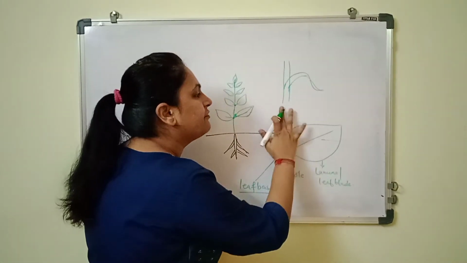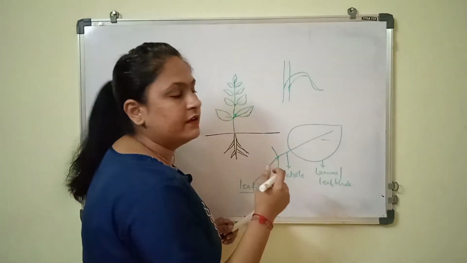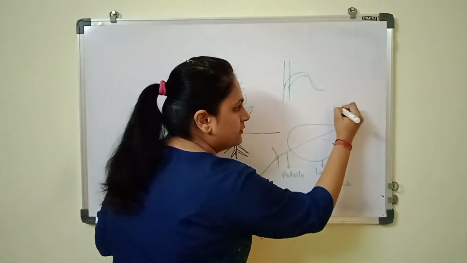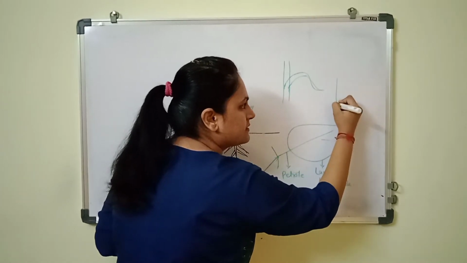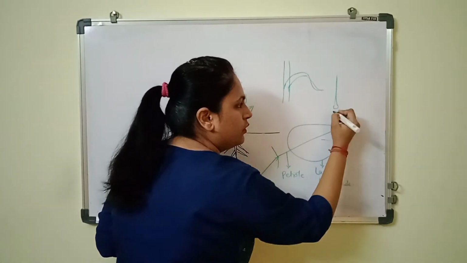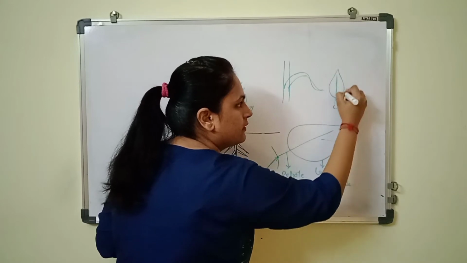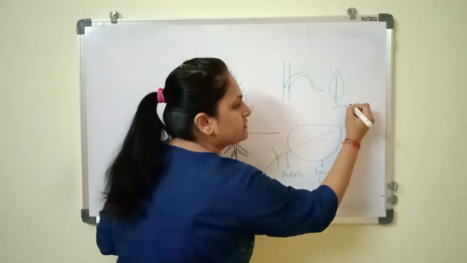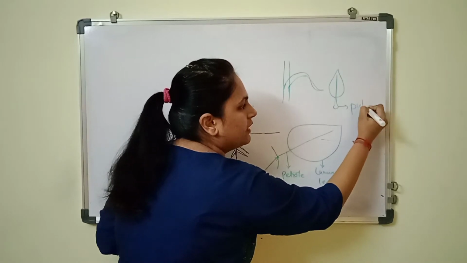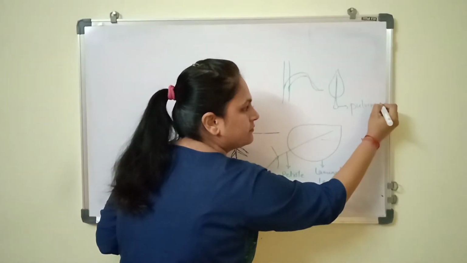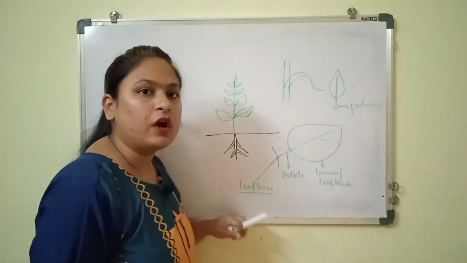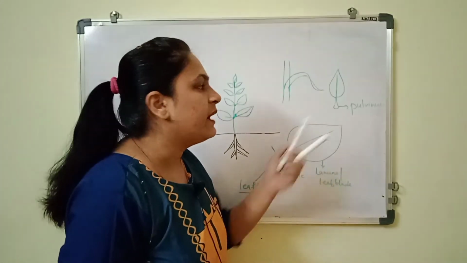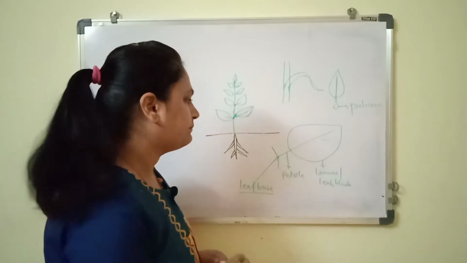Some leaf bases are very swollen. The leaf base which is there is swollen. Such a type of leaf base is called pulvinous. It is called a pulvinous leaf base because it is swollen.